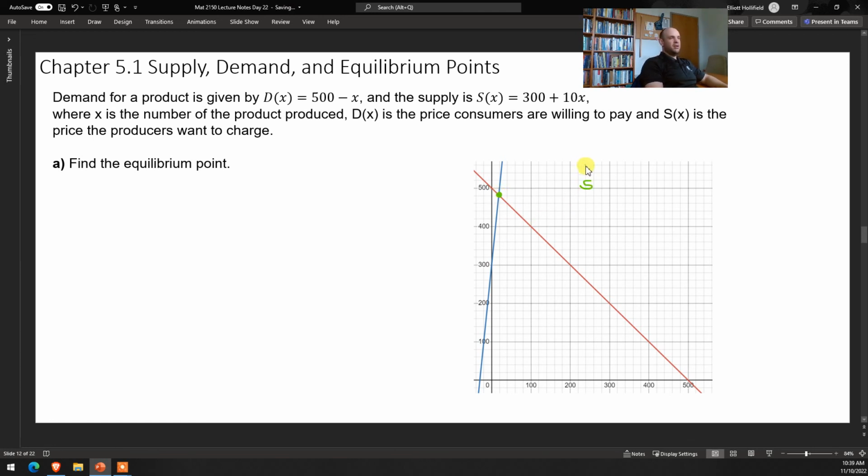We take our demand function and set it equal to the supply function. That is 500 minus x is equal to 300 plus 10x. Now we can subtract 300 and get 200 minus x is equal to 10x. Now we can add x to both sides. We get 200 is equal to 11x, and therefore x is equal to 200 divided by 11.